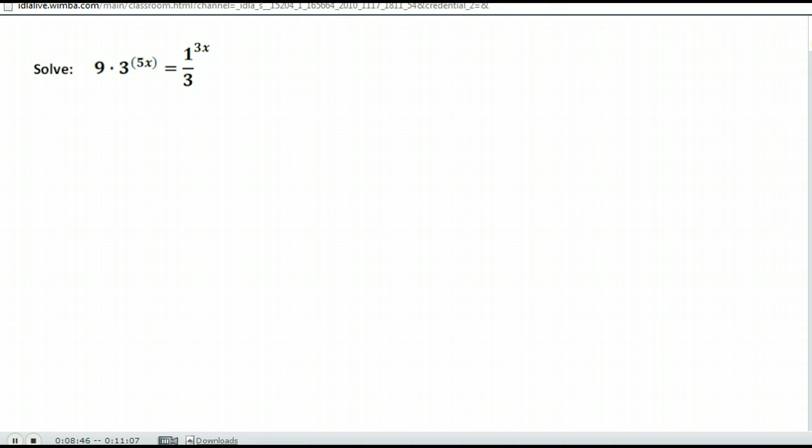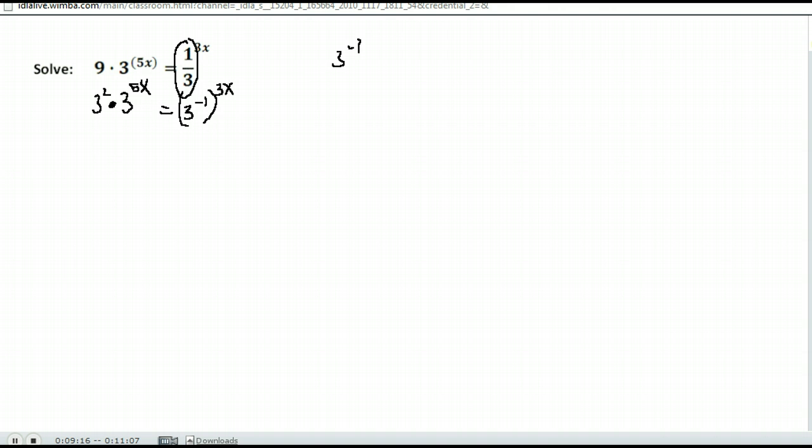So let's start at the front there. Can we write 9 as a power of 3? We can. 9 is 3 squared. So we have 3 squared times 3 to the 5x. That part was already written as a power of 3. Equals, now notice 1/3 is 3 to the negative 1 power. Again, that's how we get those fractions down there. So we have 3 to the negative 1 power to the 3x.